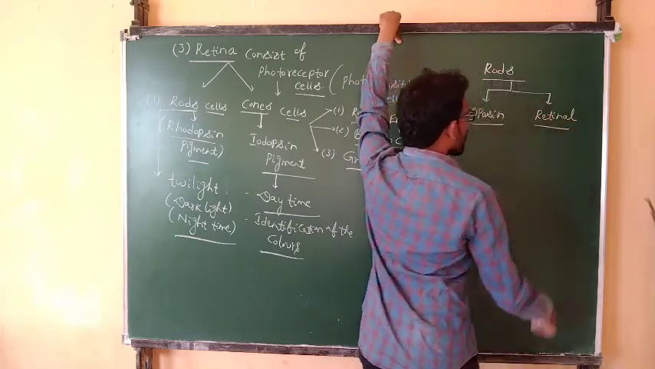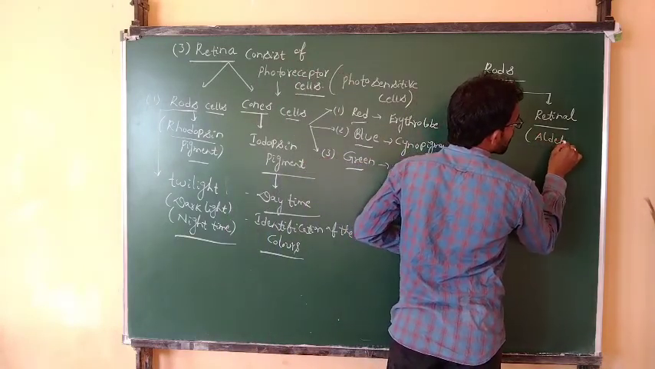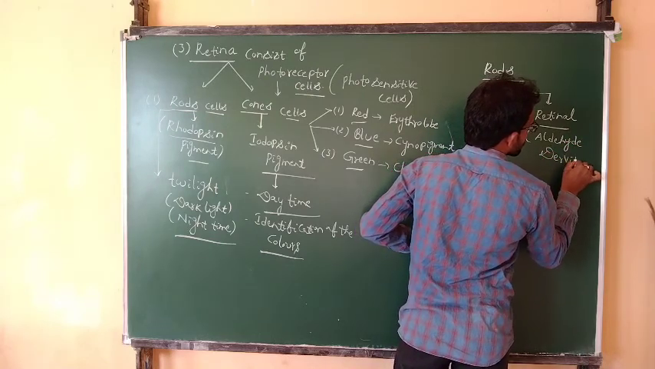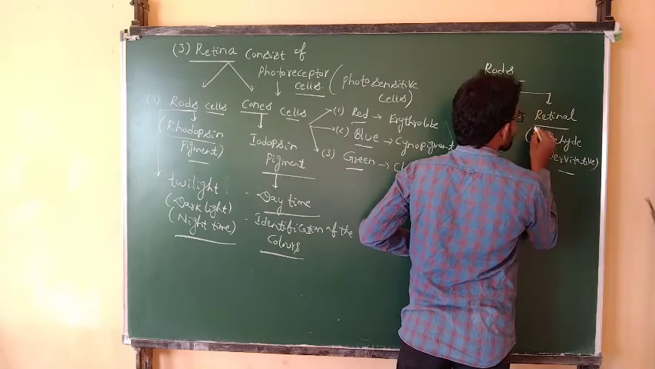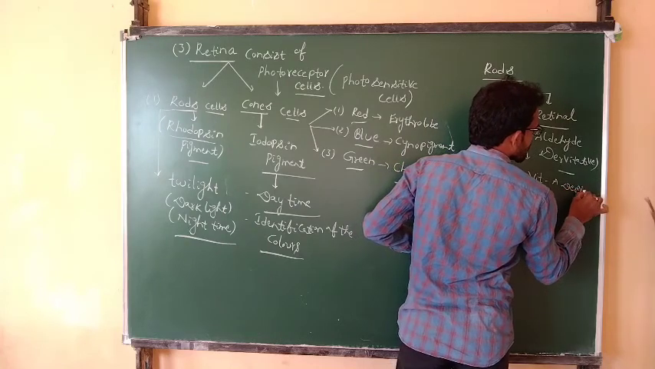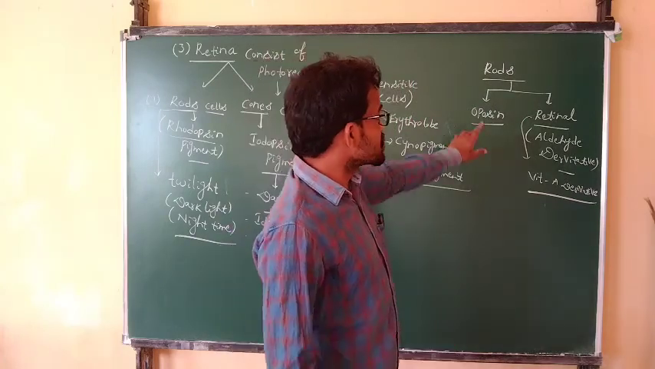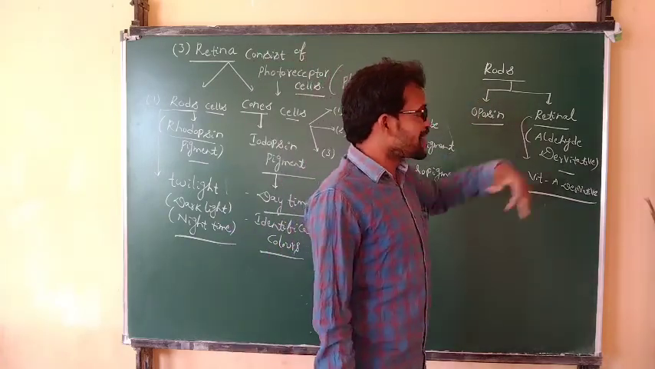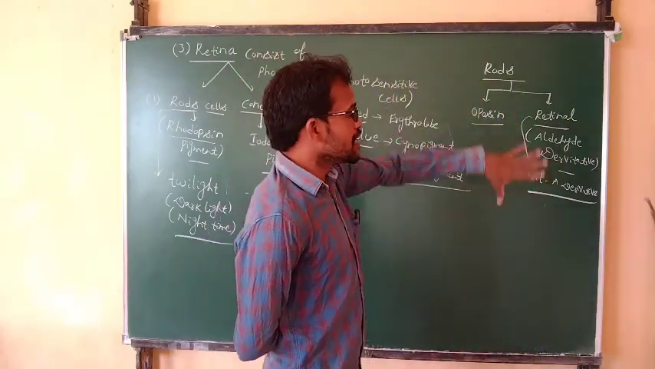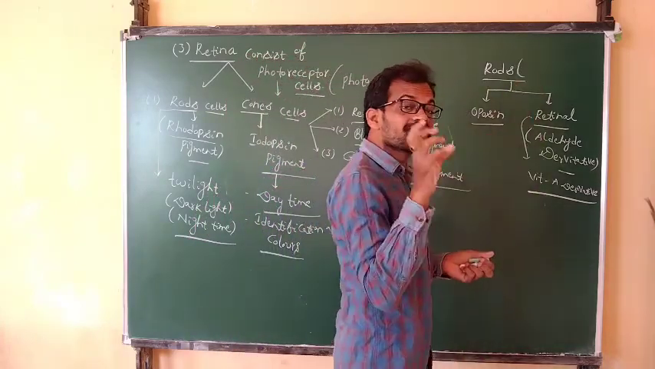What is retinol? Retinol is an aldehyde derivative. It is a vitamin A derivative. What is the combination in the rod cells and cone cells? Opsin plus retinol. Retinol is the aldehyde derivative, the vitamin A derivative. If you observe the rod cells, what is the color of these rod cells?